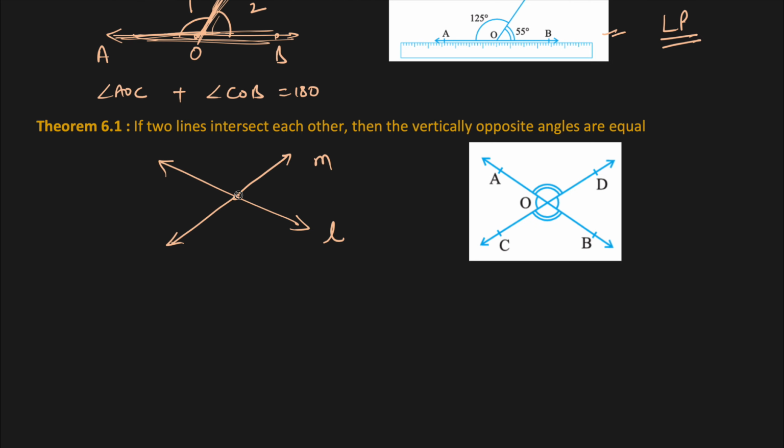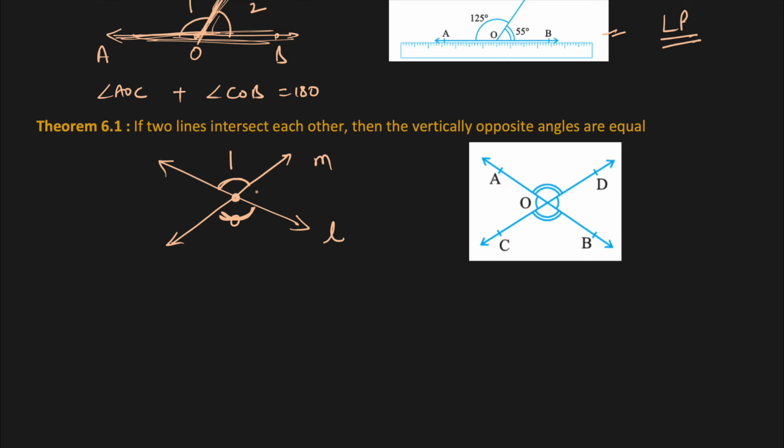Both the lines are meeting each other, intersecting each other at this point O. So how many angles you can see being formed here, and which angles are opposite to each other? Vertical means one is above and the other is exactly below it, like that, vertically opposite. If you see this angle and this angle, they both are vertically opposite to each other, right? So these two angles are equal.